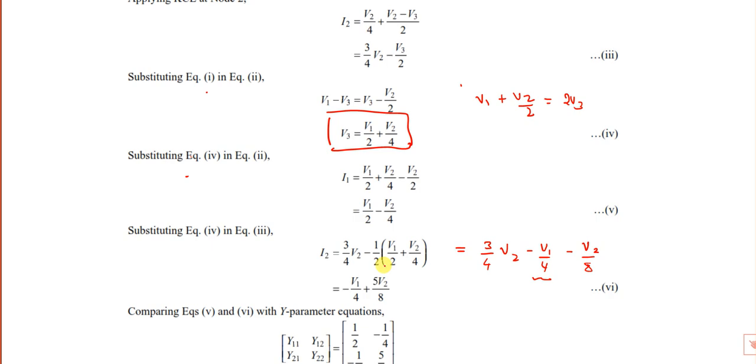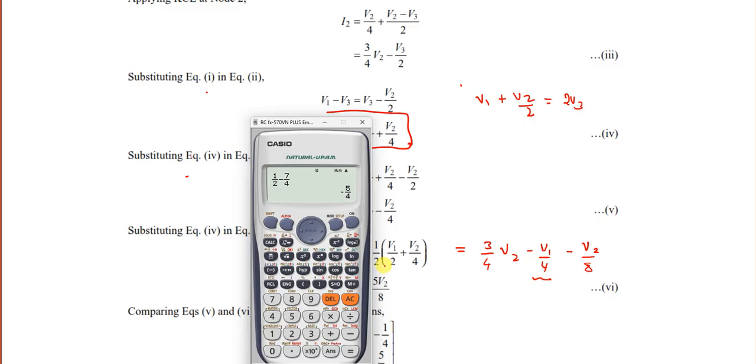Okay, so let me show that. 3 by 4, then again you write the number minus 1 by 8. You will get LCM as 8. Okay, LCM of 4 and 8 is 8. So 4 twos are 8, 2 into 3 is 6. 6 minus 1 is 5.